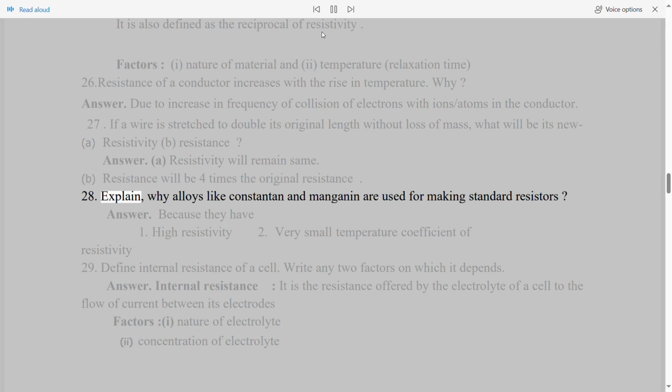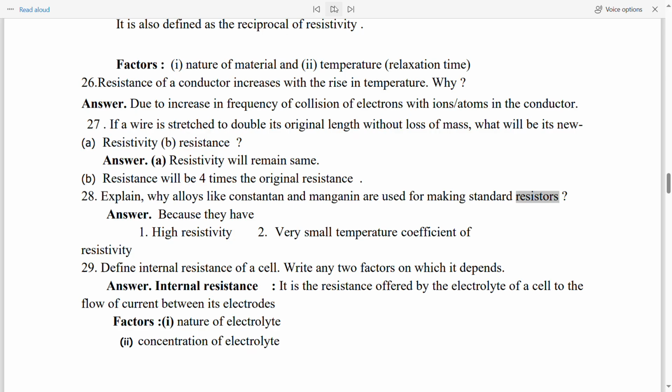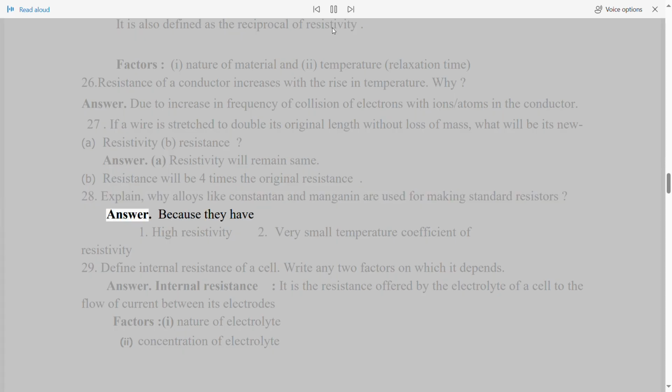28. Explain why alloys like constantan and manganin are used for making standard resistors? Answer. Because they have 1. High resistivity, 2. Very small temperature coefficient of resistivity.